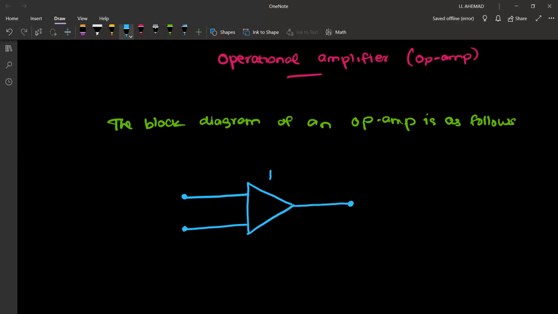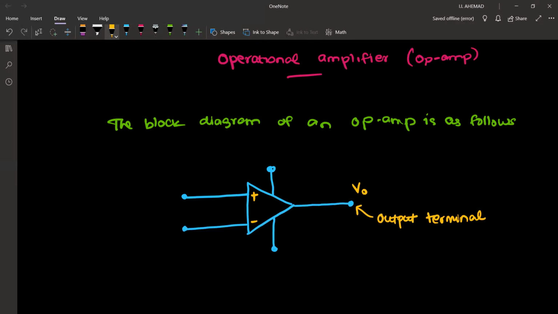And we also have power supply terminals, a positive power supply terminal and a negative power supply terminal. So we give special names for these terminals. This is the positive terminal, this is the negative terminal. Here, this is the output terminal, V out.